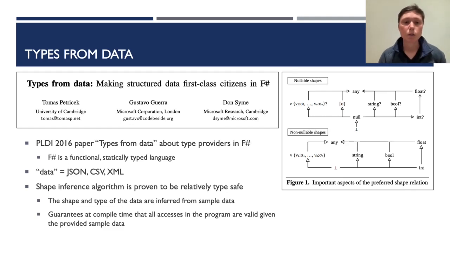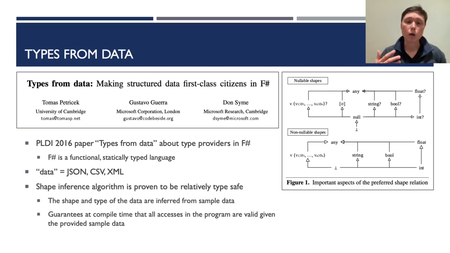But the core ideas of the paper are that there's a shape inference algorithm, which is proven to be relatively type safe. So basically the idea is that all structures have a shape to them in terms of the keys, the values, whether it's an array or it's an object or record type. And then also those fields have types themselves. And relatively type safe is because it's inferring those shapes and types from sample data. And if your samples don't reflect well the universe of possibilities of what could be in that data source, you could get an error at runtime.